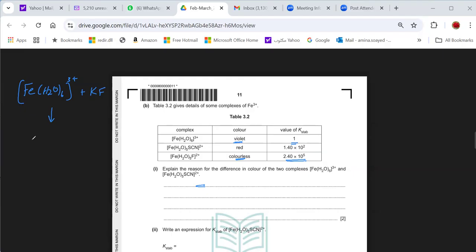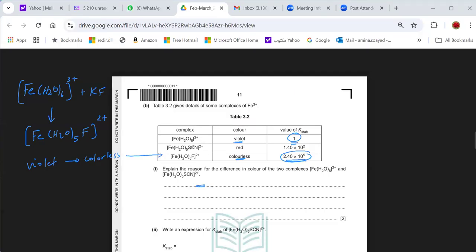And so it will form the [Fe(H2O)5F]2+. And that's because we have seen that the stability constant here is greater than the stability constant here, which means that the complex is going to be formed. And this means that the violet color of the hexaaqua iron(III) will change to colorless, which is the color of the new complex.